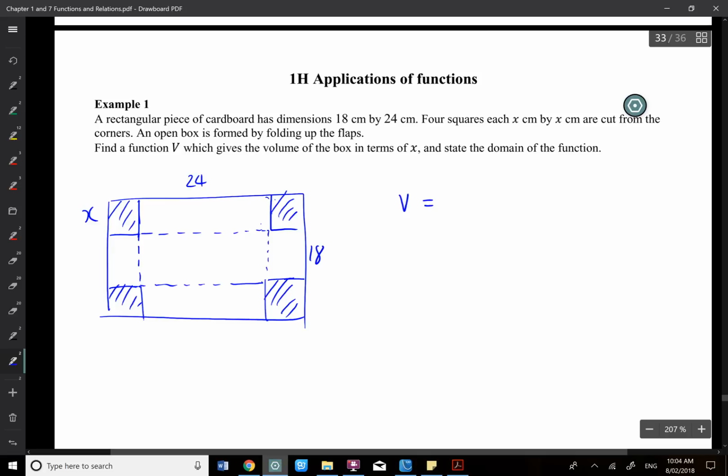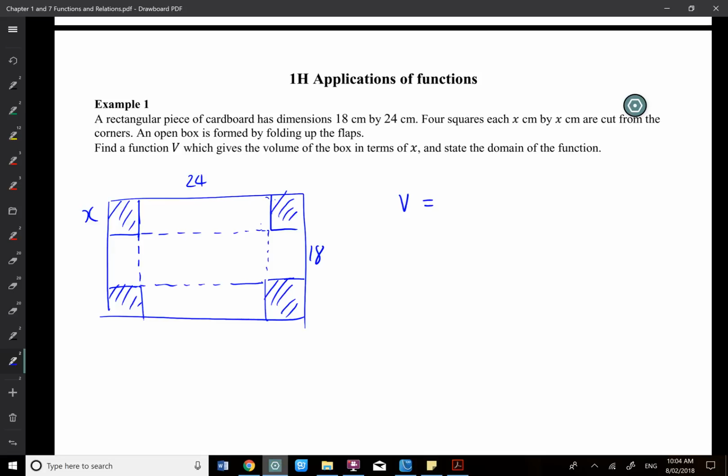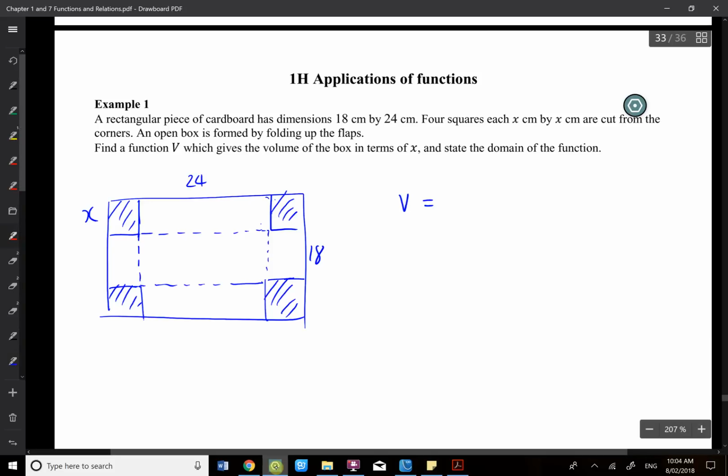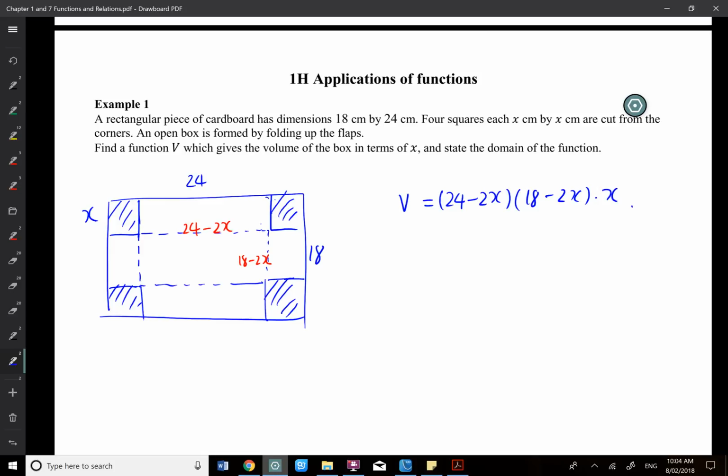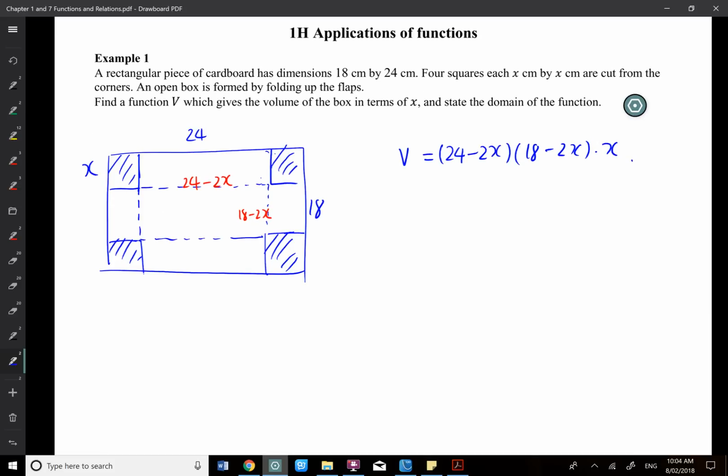If we think about the volume, it will be length times width times height. The length will be 24 minus 2x, the width will be 18 minus 2x, and the height must be x. So V equals (24 minus 2x) times (18 minus 2x) times x. You can expand it into expanded form, or I will just leave it like that. So that's the volume equation.